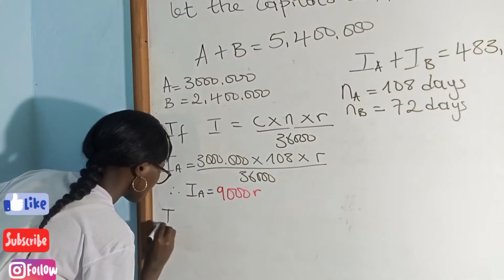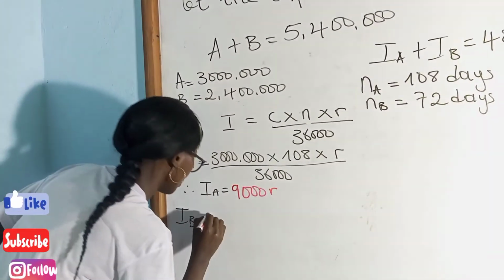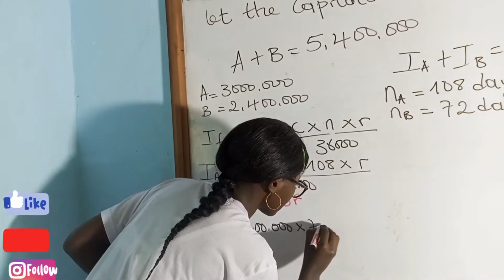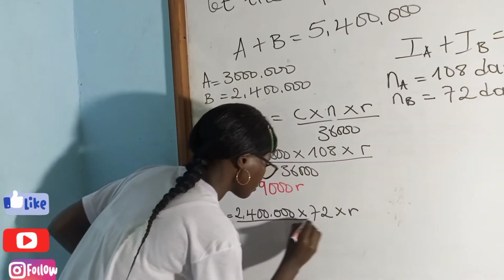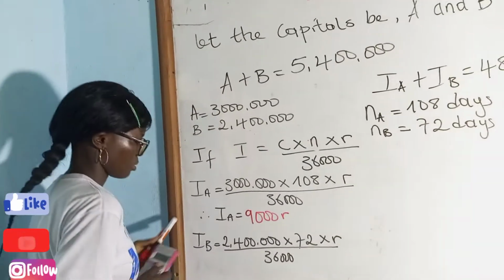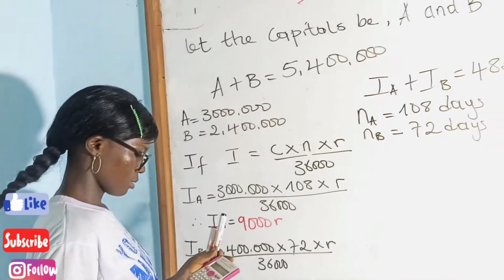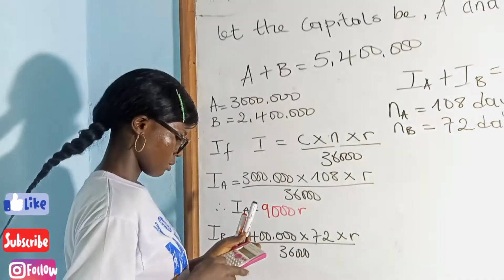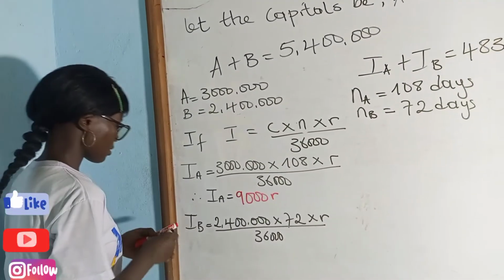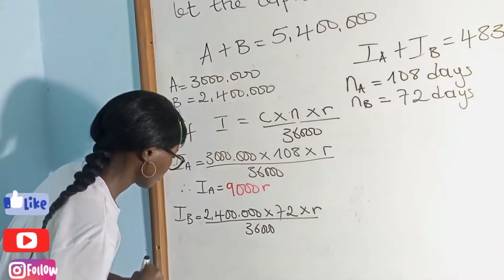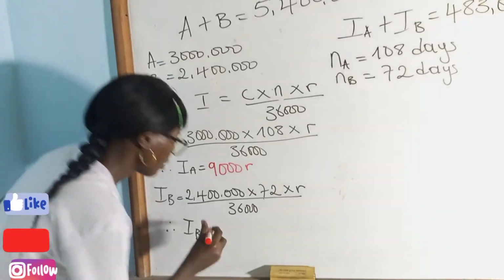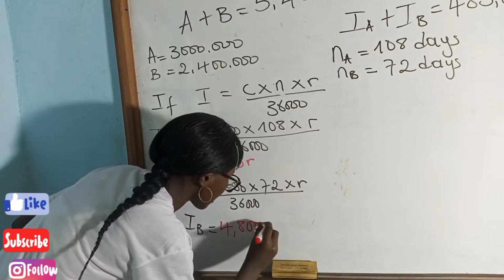And we say the interest of B is equal to 2,400,000 times the number of days, that is 72, times the rate, which we do not know, divided by 36,000. We have 2,400,000 times 72 divided by 36,000, which will give us 4,800 R. So therefore, the interest of B is equal to 4,800 R.